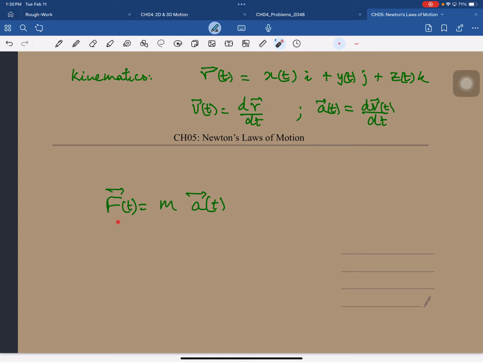So if forces cause acceleration, what if the force is zero? What is the acceleration? Zero. And if acceleration is zero, what does that mean? There's no force acting on this object? Is it at rest? Is it moving? Its velocity is constant.